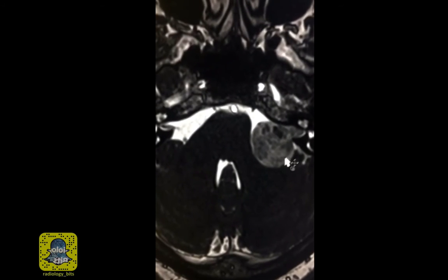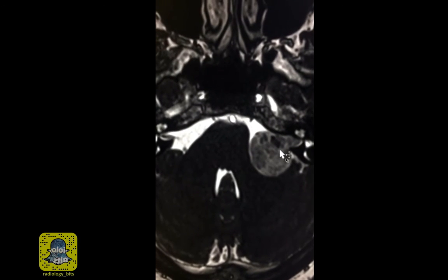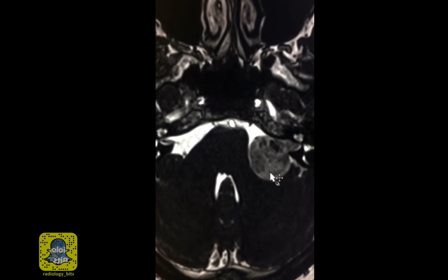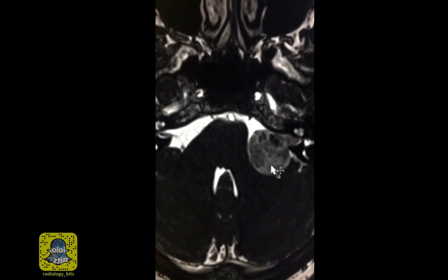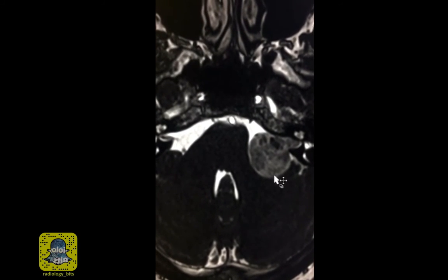The major differential diagnosis for a soft tissue and enhancing lesion in this area would be a meningioma. Sometimes it's difficult to differentiate between a schwannoma and a meningioma in the cerebellopontine angle. However, 80% of the cases are schwannoma, so schwannomas are more common.